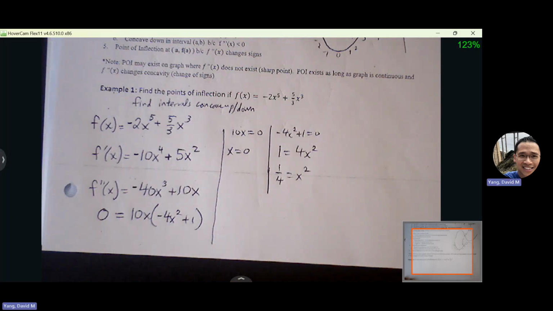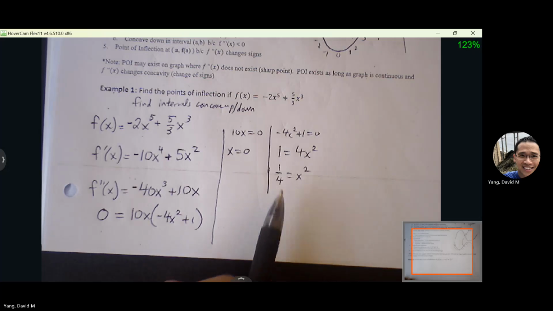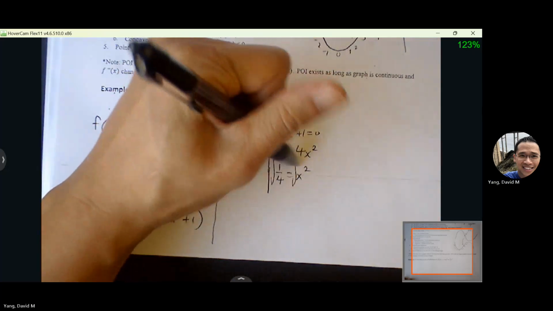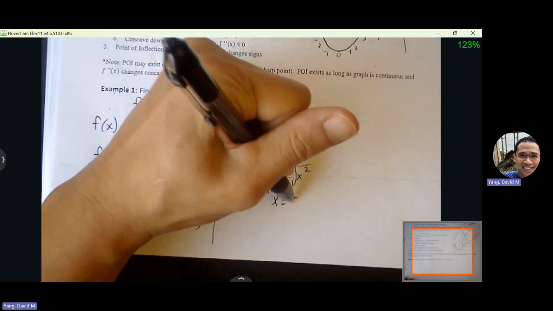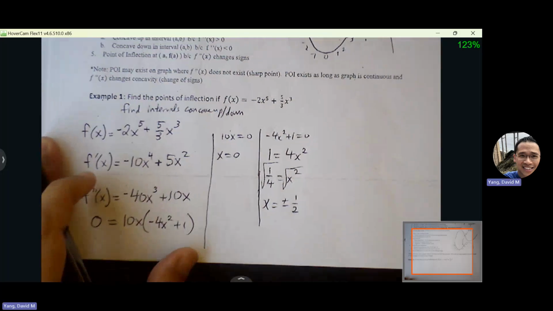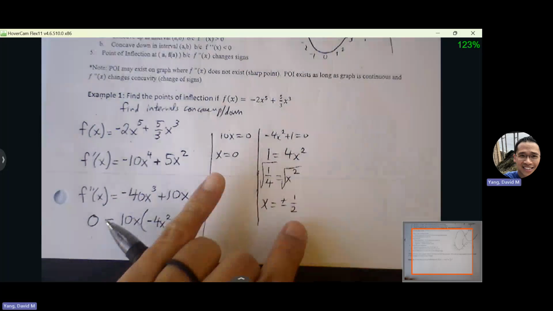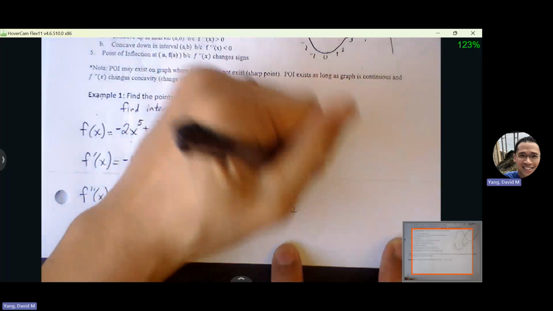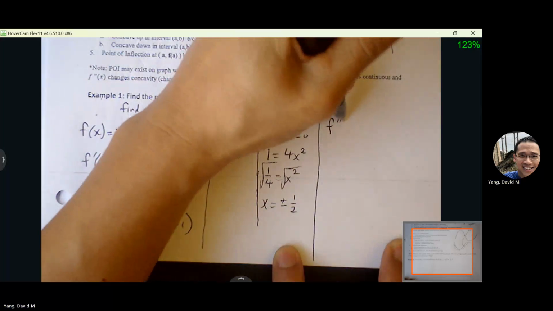Take the square root. What's going to happen? Plus or minus what? 1/2. All right. How many critical points do we have? 3. Okay. So they're going to all go onto the second derivative sign line.